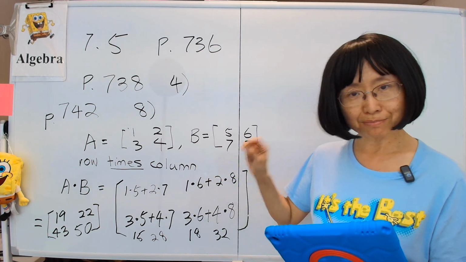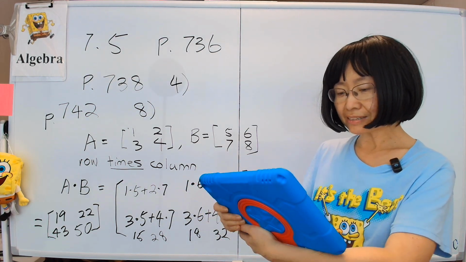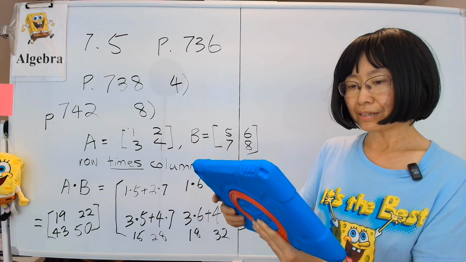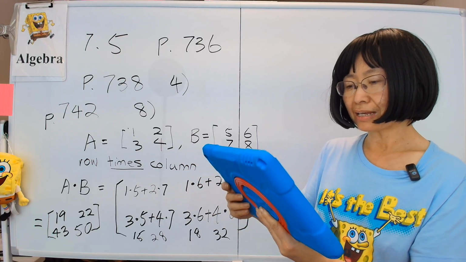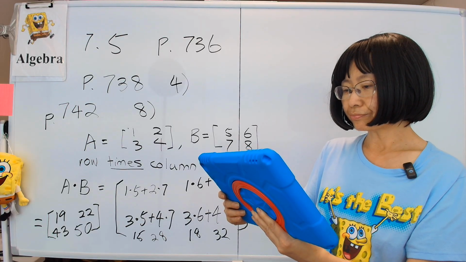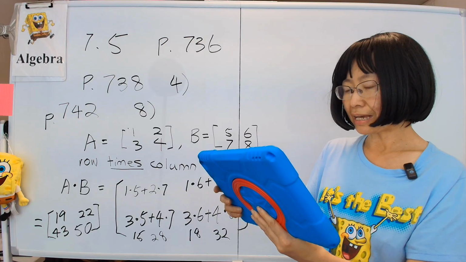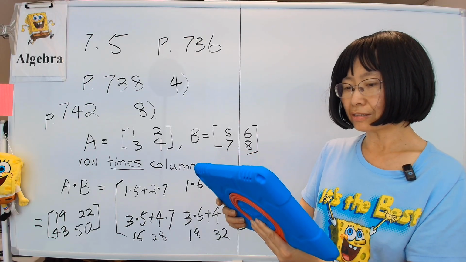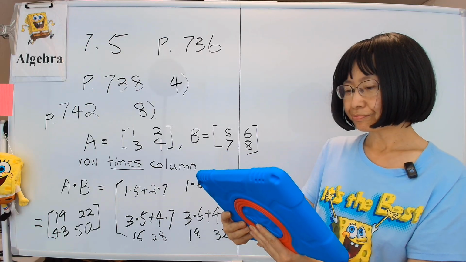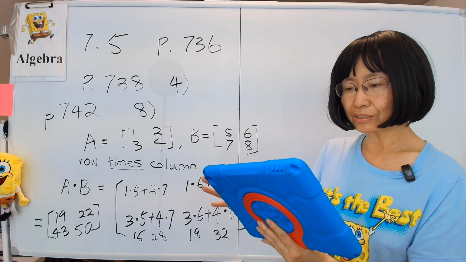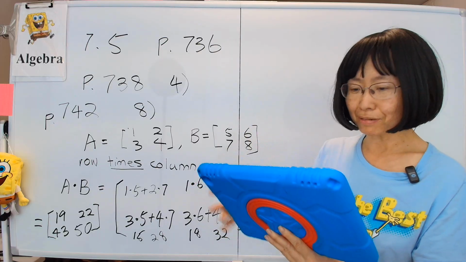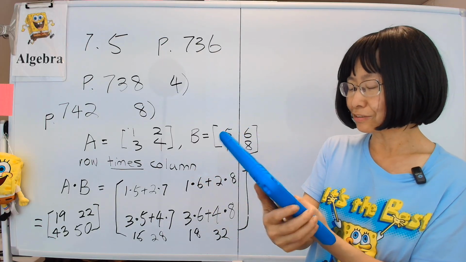It's row times column. All right, so next let's look at example 9, the same thing. We are doing A times B and then B times A. Let's just do this.